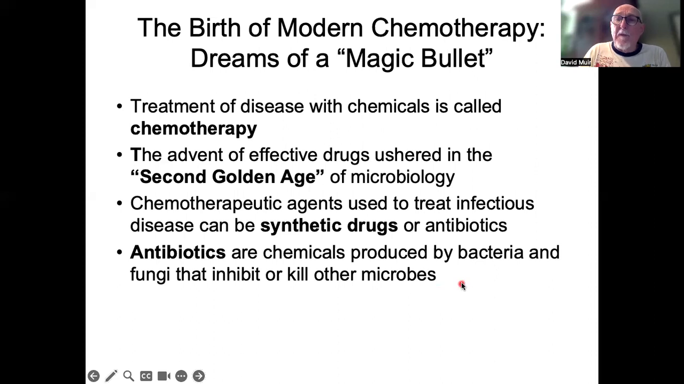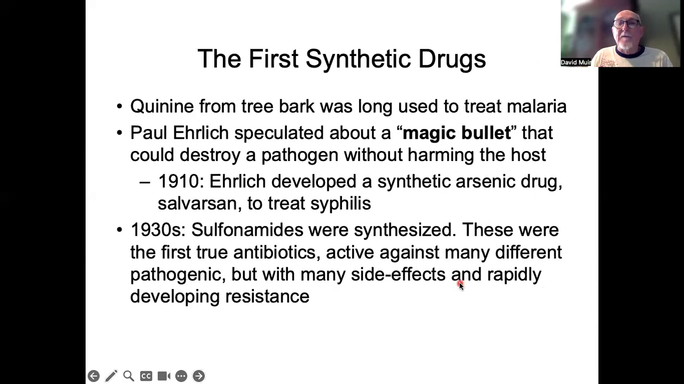First of all, the very first sort of effective chemical agent was actually a natural agent. It was quinine, which is extracted from tree bark.